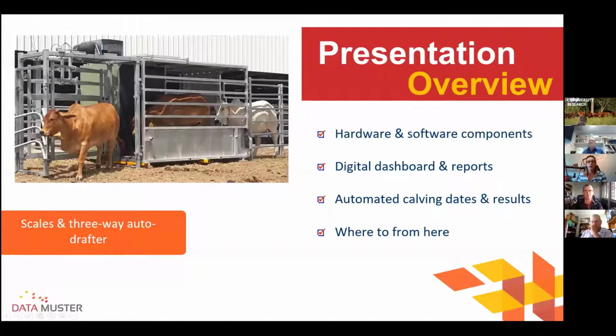So today we will have a look at some of the hardware and software components of the Data Master system to see how walkover weighing data is collected, processed and analysed, the Data Master digital dashboard and some automated reports to see how information is presented to the end user, the automated capture of calving dates using walkover weighing and some of our recent results, and some of the things that we have planned moving forward.